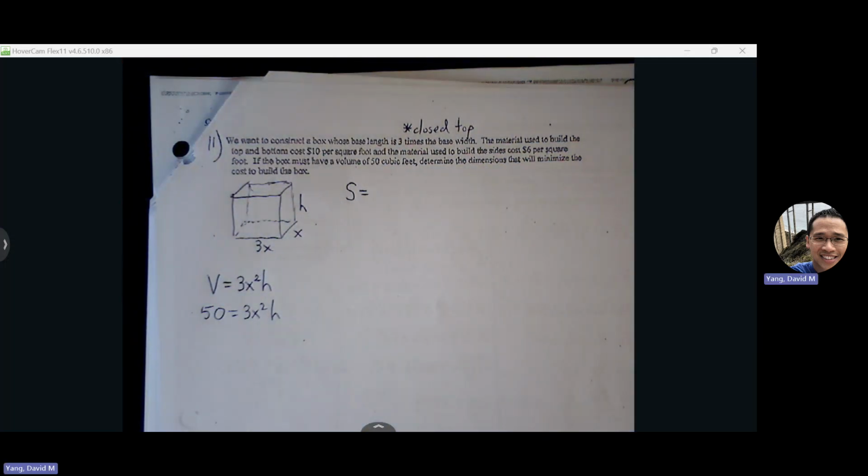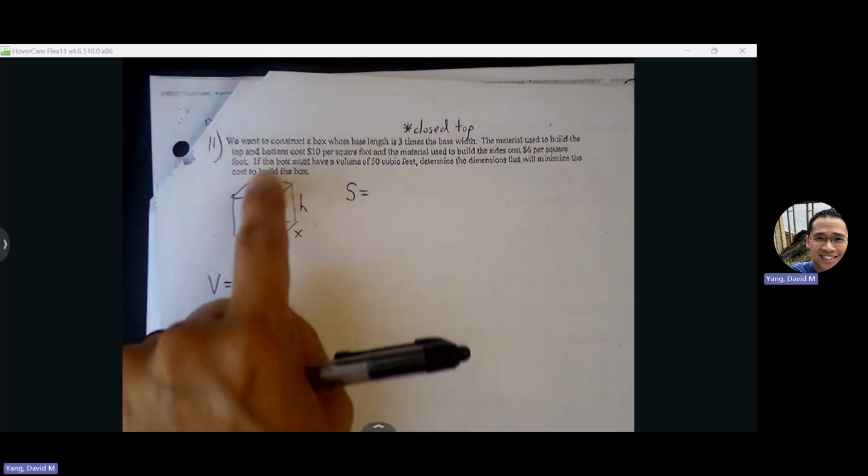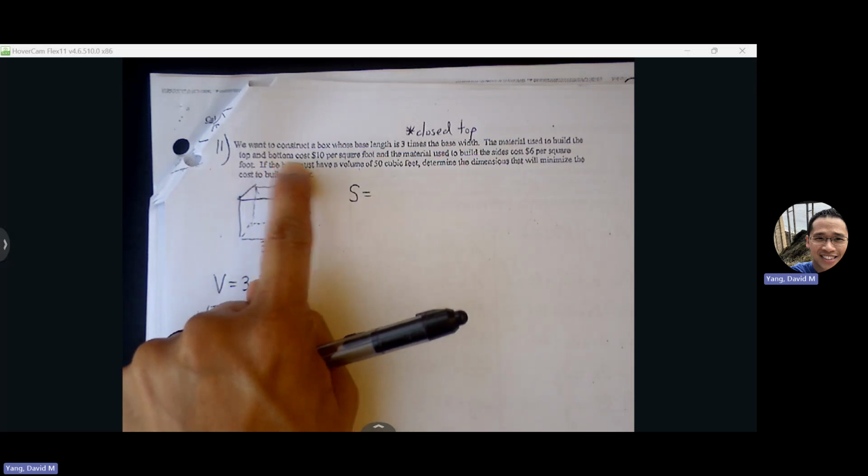Open top or closed top? Closed, yeah, because it looks like they have materials for both the top and the bottom.